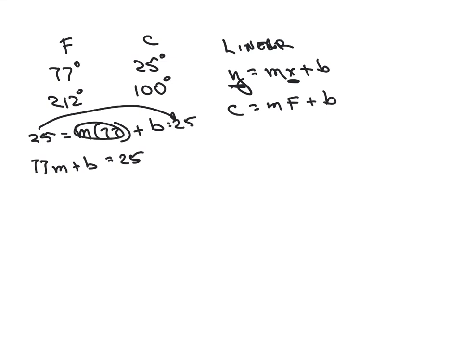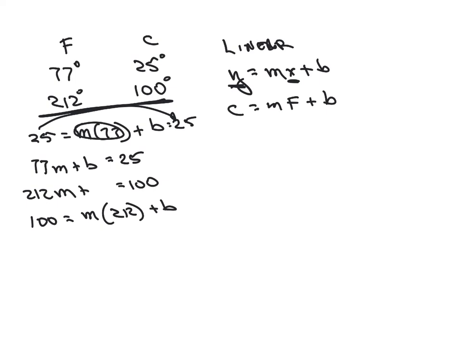I'm going to do the same thing with this next equation. I'm going to put it down a little bit lower. It's going to say 100 equals M times Fahrenheit, 212, plus B. Okay, so I'm going to do the same thing. I'm going to put the 100 over here. I'm going to switch the 212 and the M around and leave my B alone and erase that. So there's my two equations there.